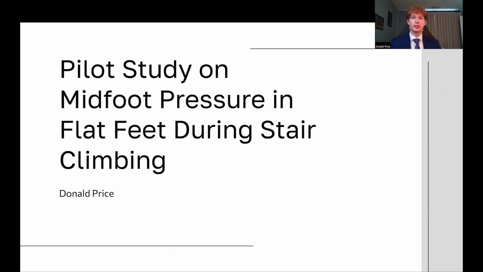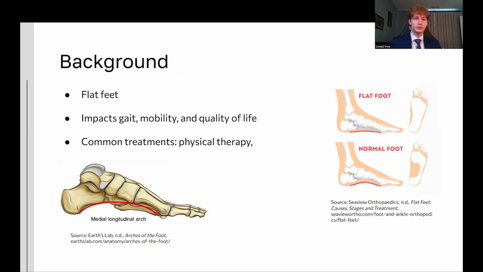Hello, my name is Donald Price, and today I'll be presenting my research on midfoot pressure analysis in individuals with flat feet during stair climbing. This was conducted as a Polygence research project and later published in the American Journal of Student Research.